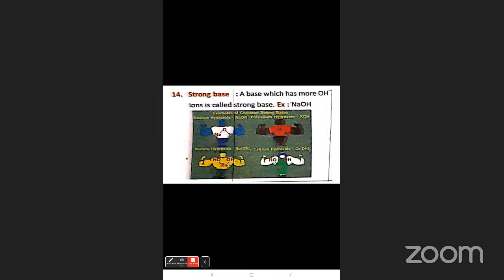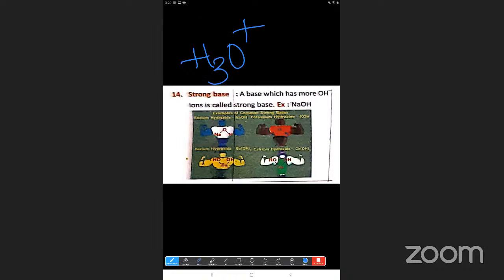Now, strong base. A base which has more OH minus ions is called a strong base. In acid, if more H3O plus ions are present, we can say it is a strong acid, right? In a base, the solution which has more OH minus ions is called a strong base. The best example given here is sodium hydroxide, NaOH. It is one of the strong bases.